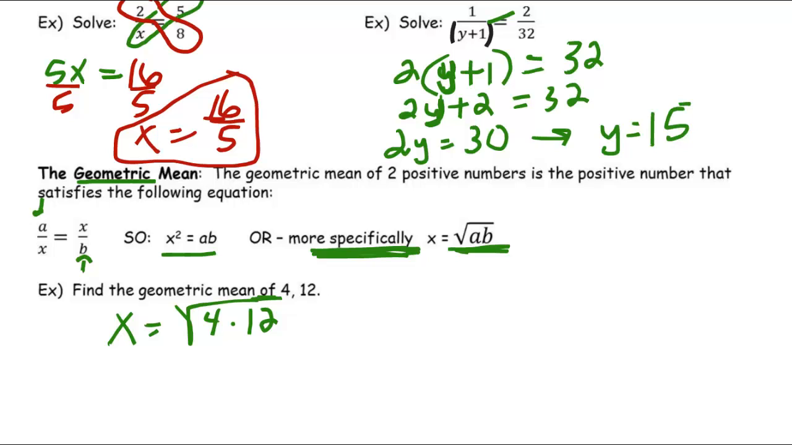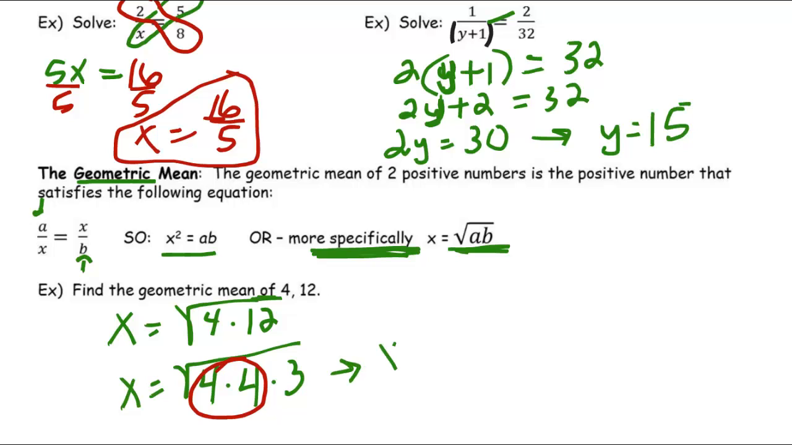So first of all, under this square root, I have a 4, and then I know 12 is 4 times 3. And so my geometric mean, since it's a square root, I need 2 of the same number in order to take 1 out. So there's a pair of 4s. And so my geometric mean is going to be 4 times the square root of 3.